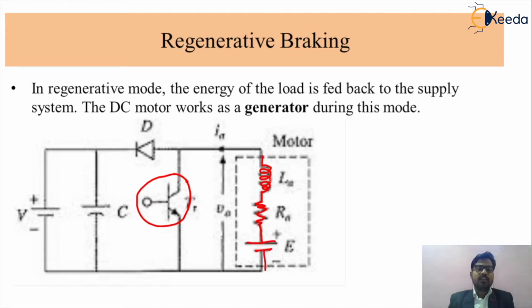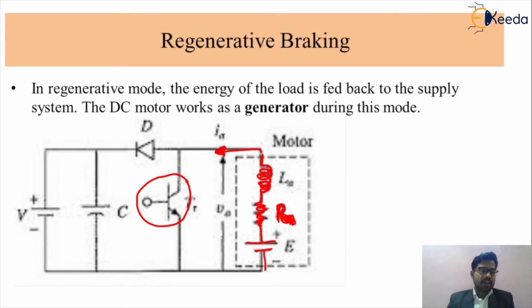The stored energy will be dissipated when the transistor is on. The stored energy will be dissipated in this inductor and the armature resistance. So friends, this is a very important thing. The energy which is stored in the inductor circuit will be dissipated in the armature resistance. That's why such an operation is called the regenerative braking operation, because it will generate the electricity.